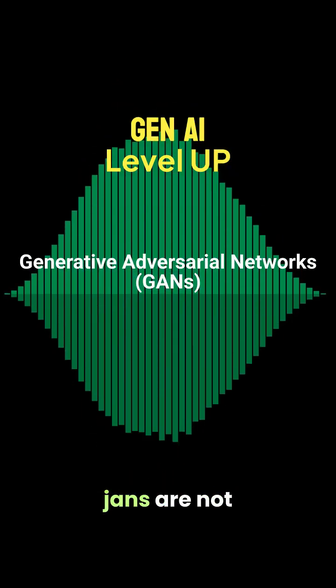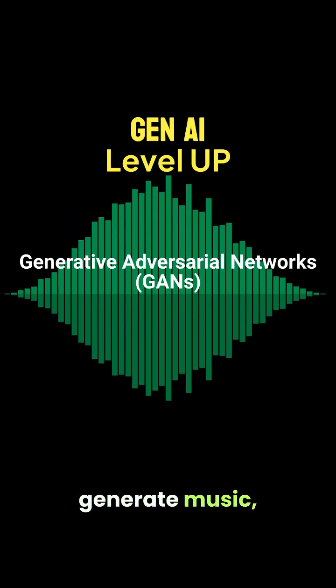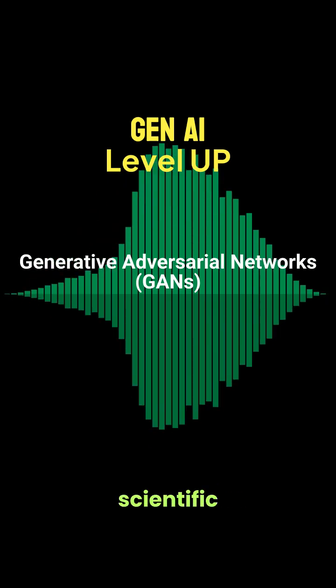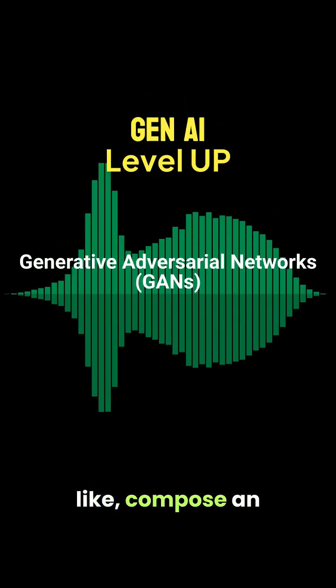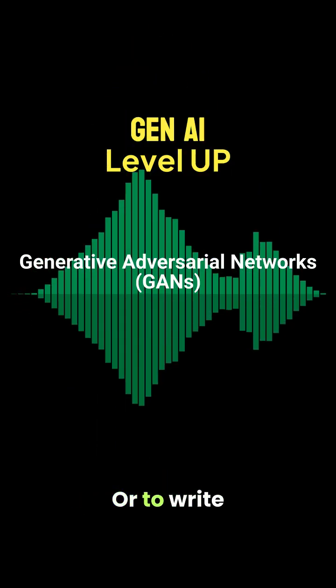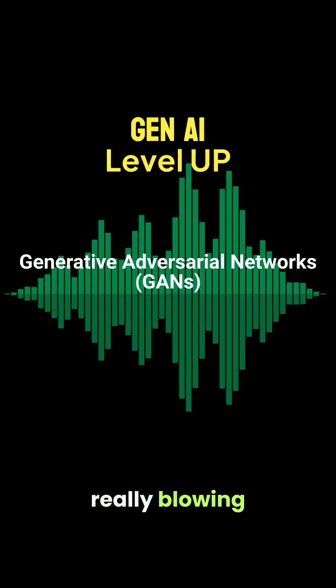And remember that GANs are not limited to just images. They can also be used to generate music, text, even complex scientific simulations. So imagine using a GAN to compose an original symphony, or to write a novel in the style of your favorite author. Now you're really blowing my mind here.